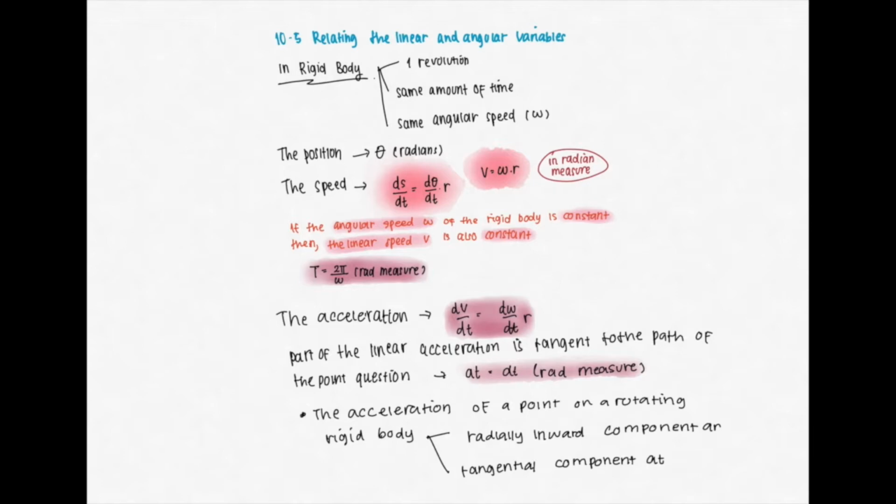A particle moving in a circular path has a radial component of linear acceleration, which is a_r equals v squared over r. That is responsible for changes in the direction of the linear velocity v. The linear acceleration of a point on a rotating rigid body has two components. The first one is the radially inward component a_r, present whenever the angular velocity of the body is not zero, and the second one, the tangential component a_t, present whenever the angular acceleration is not zero.